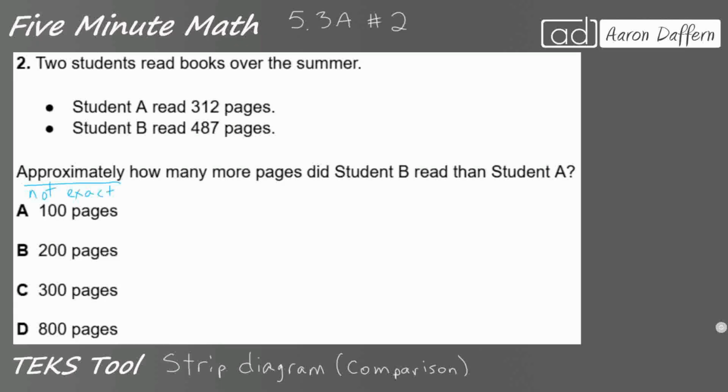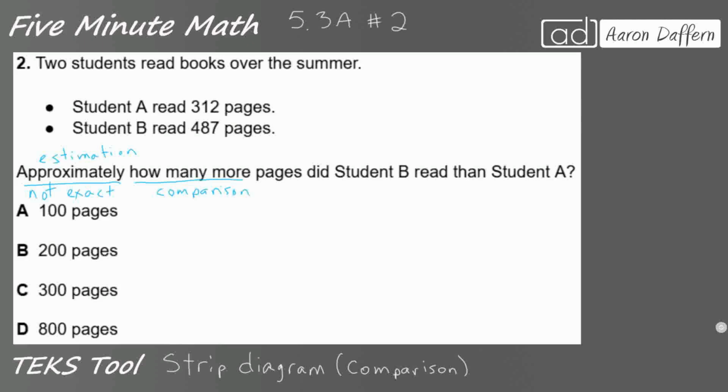So approximately lets us know that this is going to be an estimation problem. It's a big word, but it means we don't need the exact answer. So we can use some rounding. And how many more? That lets us know that we are going to be comparing. So this is a comparison problem.